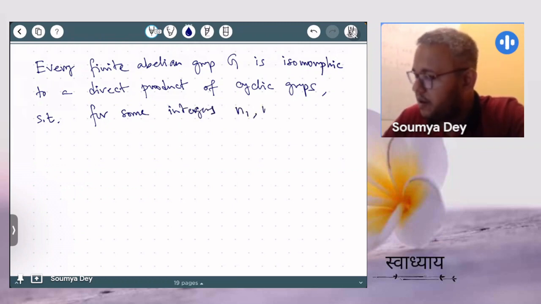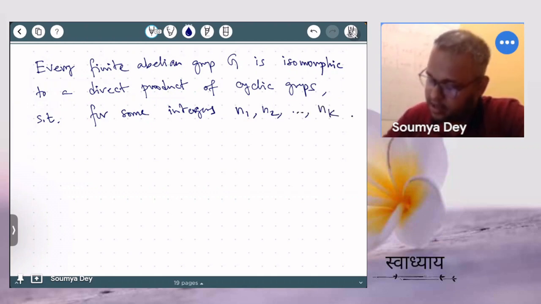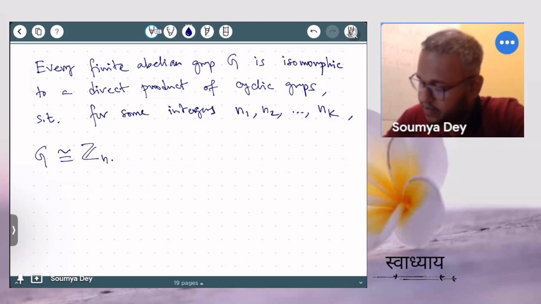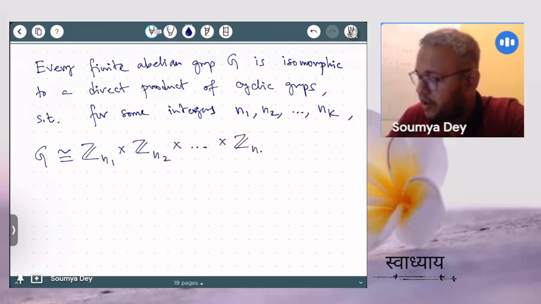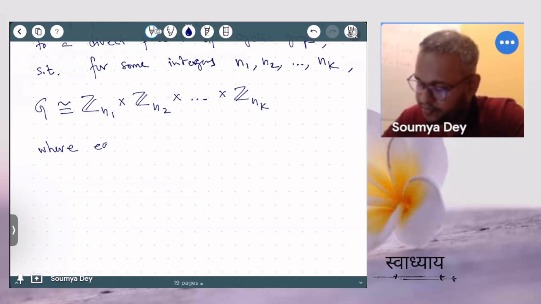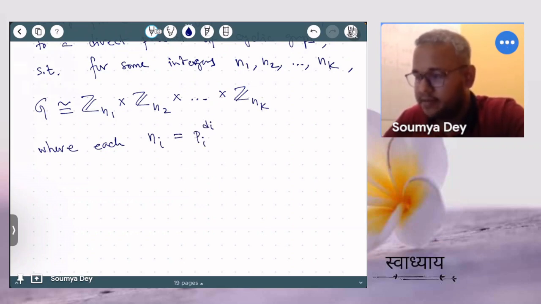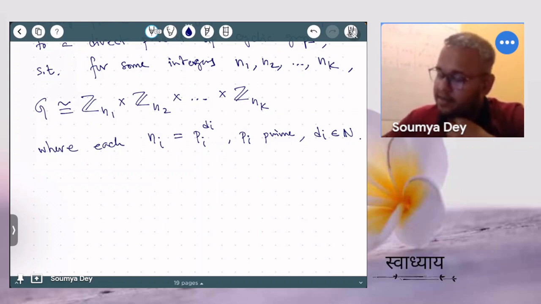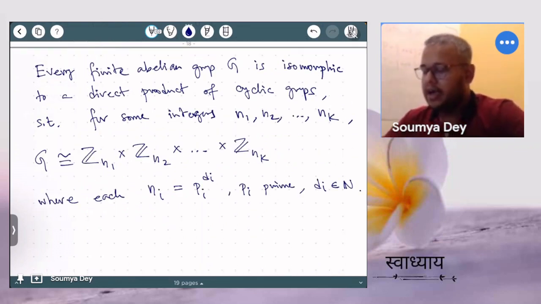for some integers, say n1, n2, up to nk, G is isomorphic to Zn1 product Zn2 product up to Znk, where each of these ni's are prime powers. That's what we have proved. So ni is equal to pi to the power di, where all of these pi's are prime and di's are natural numbers. This is the fundamental theorem of finite abelian groups, the version that we have proved.